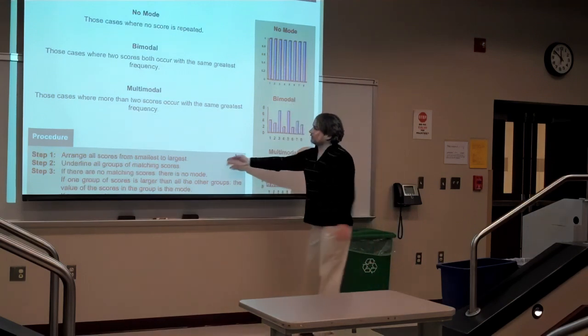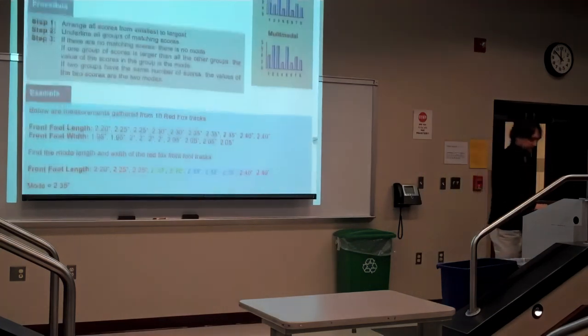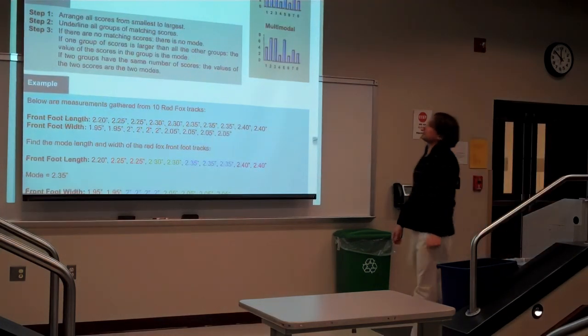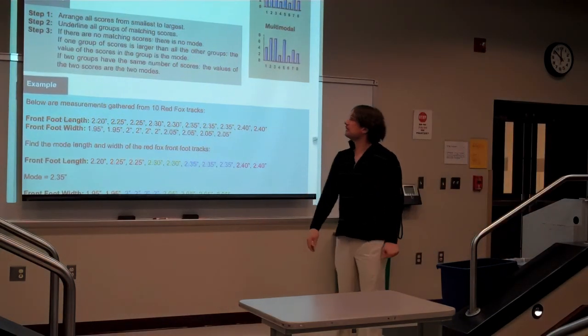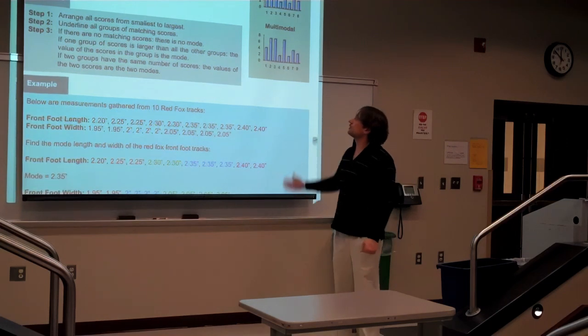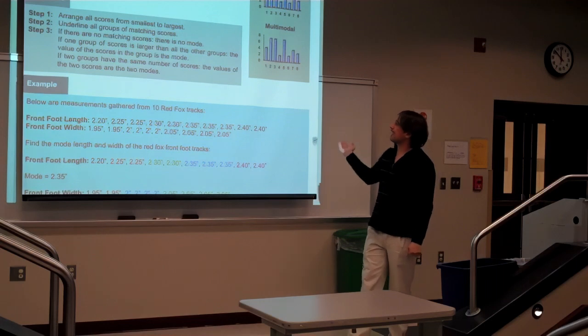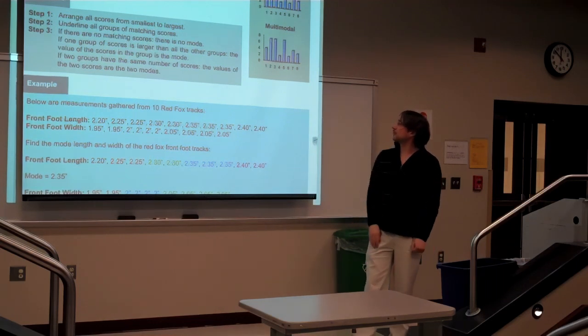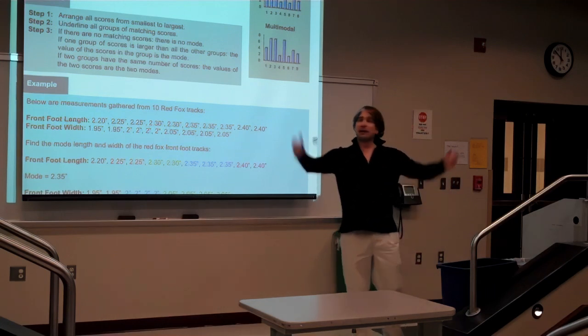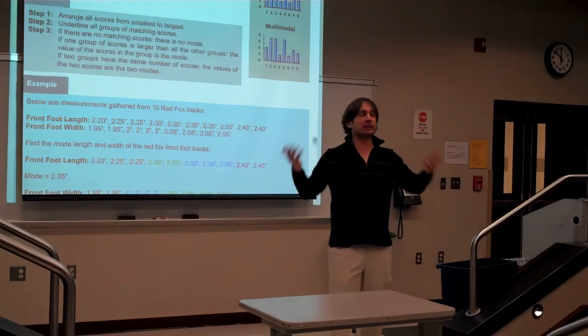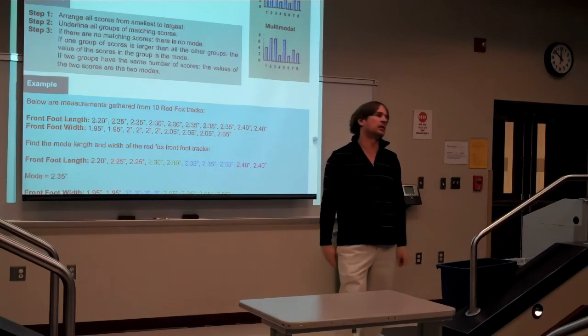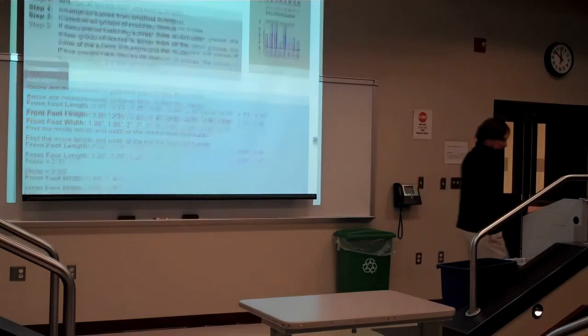And what's the procedure for this? One, we arrange all the scores from the smallest to the largest. Two, we underline all groups of matching scores. Three, if there are no matching scores, there's no mode. If one group of scores is larger than all the other groups, that's the mode. If we have 2 groups that have the same number of scores in them, then there are 2 modes, and so on. So here we go. Let's look at this.